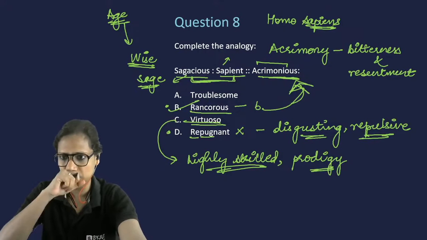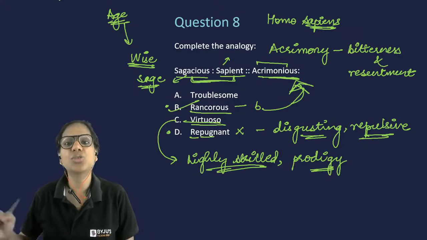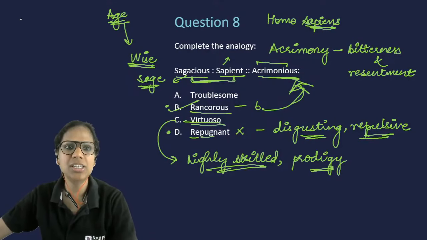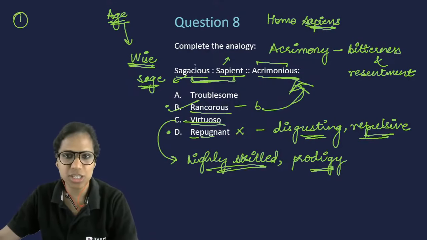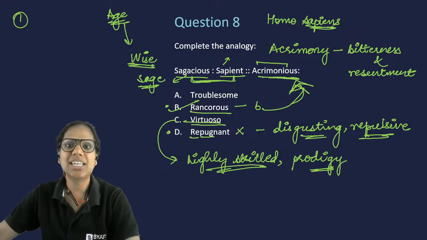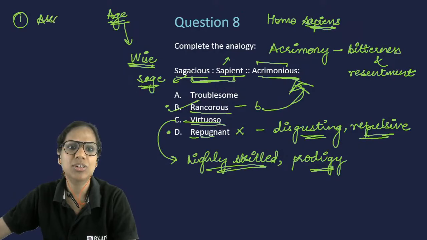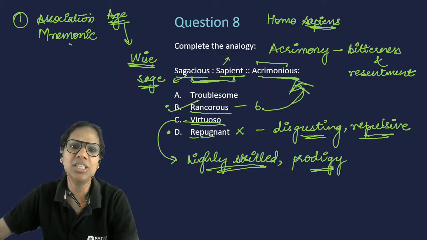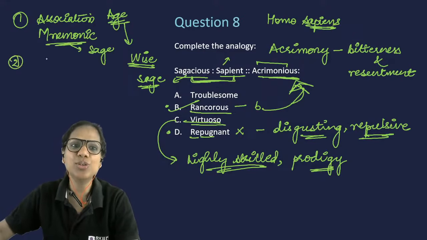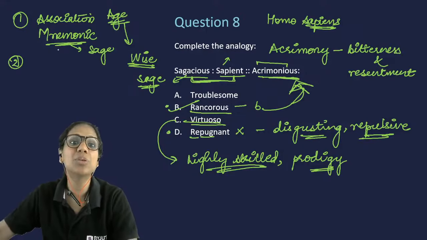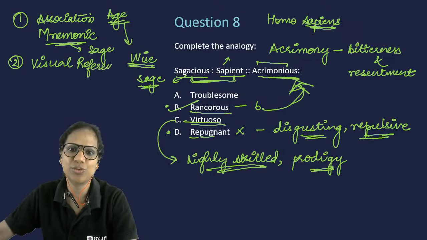Okay. How to learn these words? So the way we are learning them right now, one is through questions, right? The other is, as I said, that sagacious, associated with a sage. So I asked you to form a word association. I asked you to create a mnemonic associated with sage. So that is one way, creating mnemonics. Then I also told you that you can also associate it with some person in your life. So creating a visual reference for yourself.